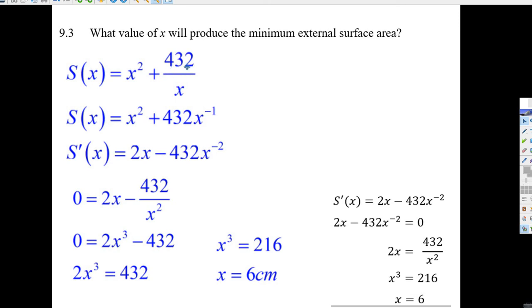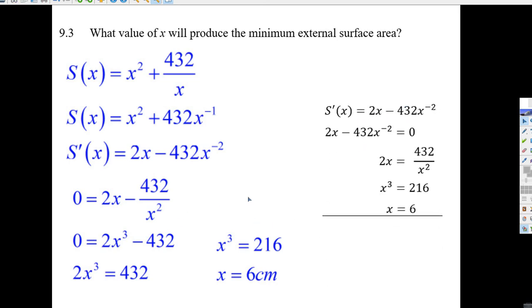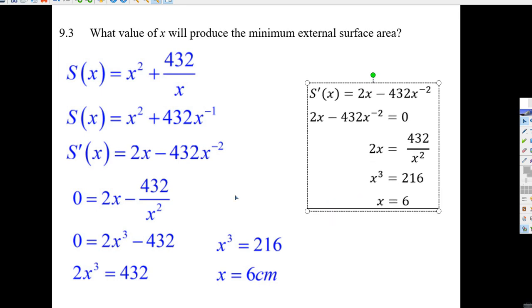So you have to know that 1 over x is really x to the minus 1. That's your first step. And then you just take the derivative: 2 times x, and bring down the minus 1 times 432, minus 1 is minus 2. There's your answer. Make it equal 0. Now you're a long way on the road to getting your answer. Here's the memo that we were given by the department, but they didn't show it as completely as this, so I wanted to show it to you.